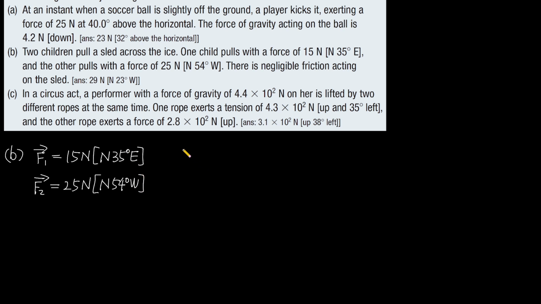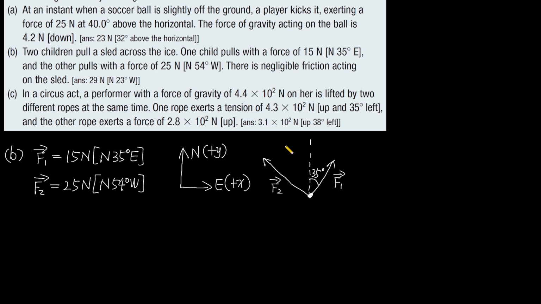Then I draw the FBD. So this direction is north, also positive y direction, and this direction is east, also positive x direction. And this dot represents the sled. And this is force 1, just the force that the first child pulls the sled. And this angle is 35 degree. And this is force 2. The second child pulls the sled with this force, and this angle is 54. It's north, then turn 54 degree to west. So this is just the FBD of this question.